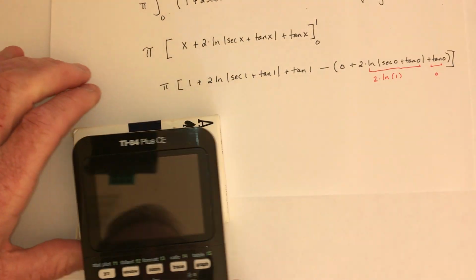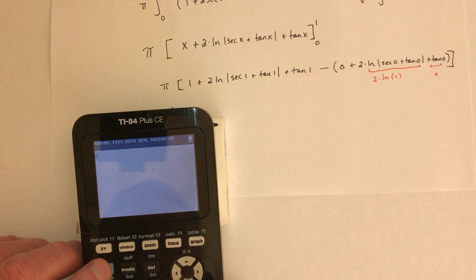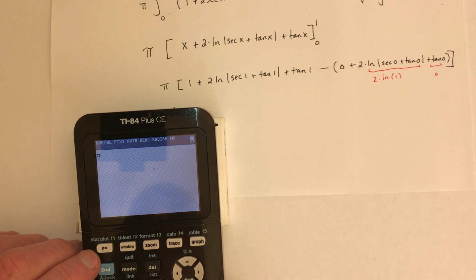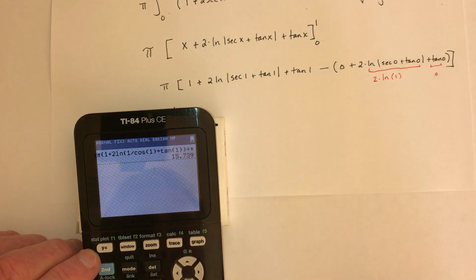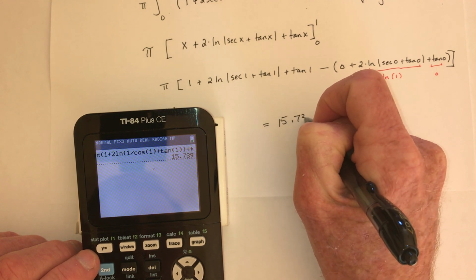And then that's going to be a pi on the outside, and then parentheses 1 plus 2 times the natural log secant. I have to use 1 divided by cosine of 1 plus tangent of 1, and then close the natural log function with the parenthesis, and then plus tangent of 1. And so it equals 15.739.